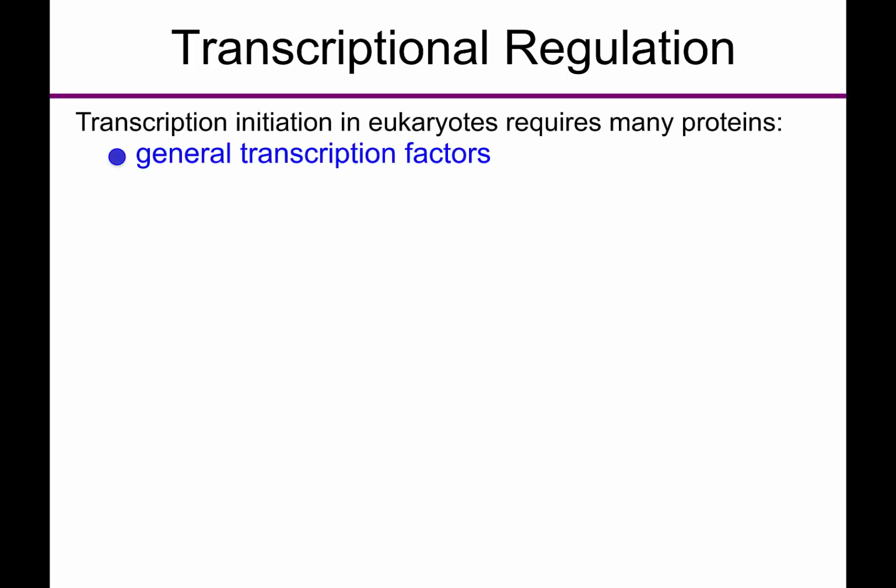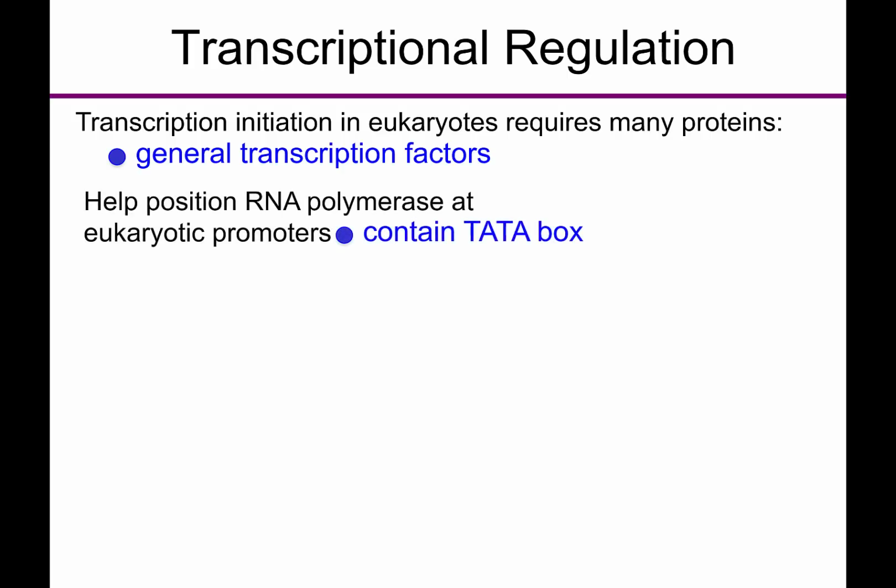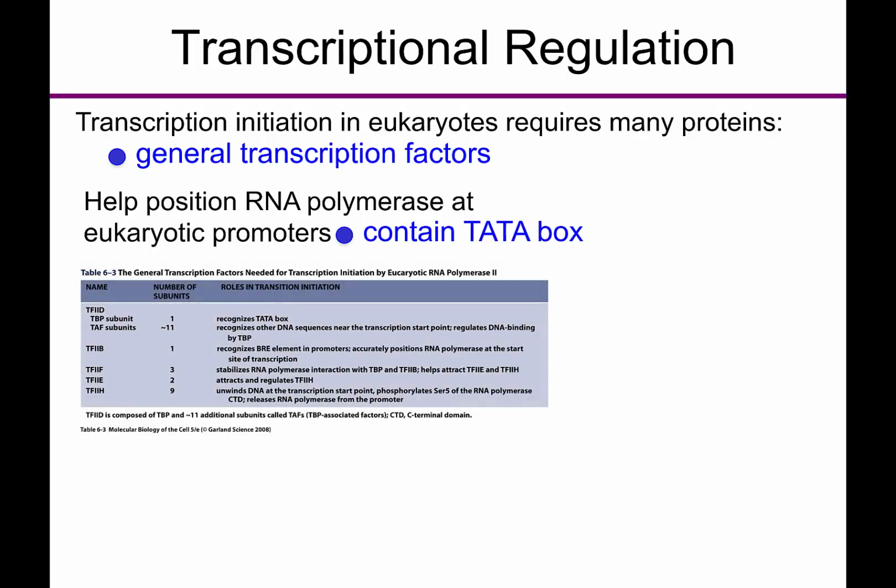Transcription initiation in eukaryotes requires many proteins, and these proteins are usually called general transcription factors. These general transcription factors help position RNA polymerase at eukaryotic promoters. Eukaryotic promoters sometimes contain the TATA box, definitely not always. Here's a table showing various general transcription factors. You can take a look at how they're named. So for example, you have TF as in transcription factor 2, so for RNA polymerase 2, and then subunit D. You'll have other ones all named using a similar pattern, so TF as in transcription factor 2 for RNA polymerase 2, B, subunit B, etc.